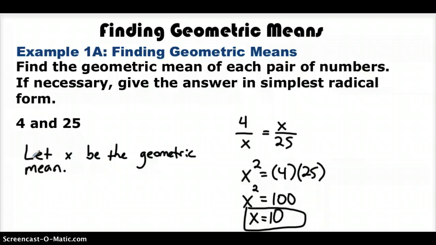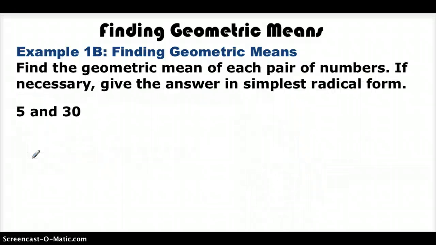Okay, so let's maybe just flip the page here and take a look at one more quick example. Another one, it says again, find the geometric mean of each pair of numbers. If necessary, give the numbers in simplest radical form. Okay, so now we have 5 and 30. So we are going to, again, just let this random number x be the geometric mean.